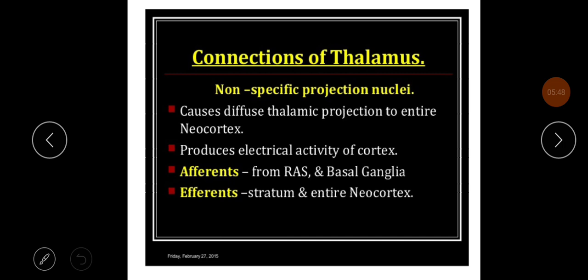So, connections of thalamus: non-specific projections from the thalamus go diffusely to the entire neocortex. That produces the electrical activity in the heart. So that means they are very important for synchronization of thalamocortical radiation. Usually they receive information from our reticular activating system and the basal ganglia. Efferents from here go to the striatum and the entire neocortex.